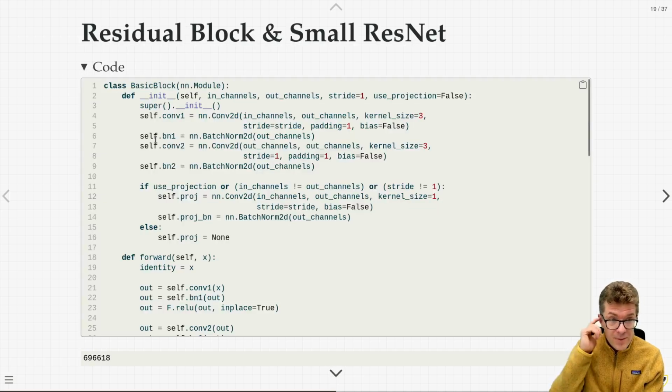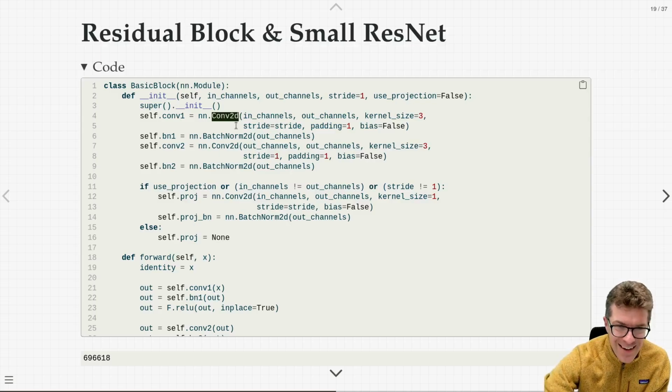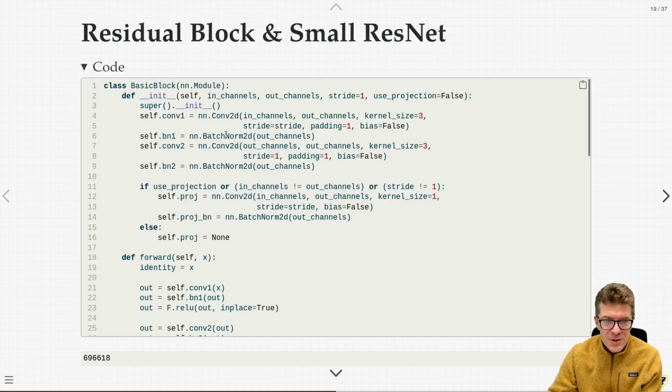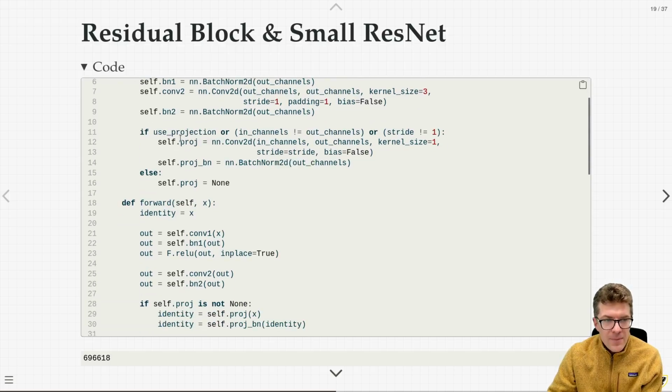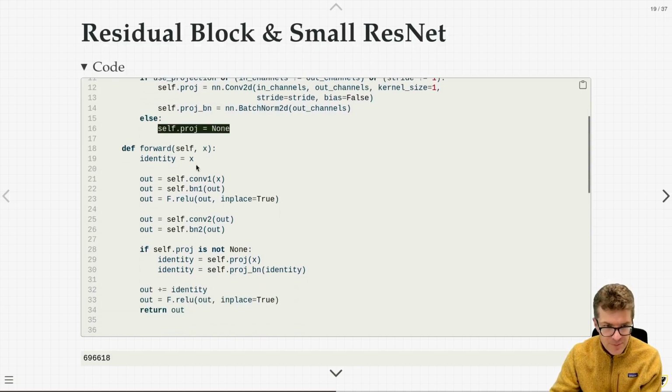The residual block. Here it is implemented from scratch. We have our initialization. We have our convolutions, batch norms, convolutions, and batch norms. We have our projections, so here's where we define the projections. Our projections are, again, convolutions and batch norms. And if there are no projections, there's no shortcut. Our identity is just the function x.